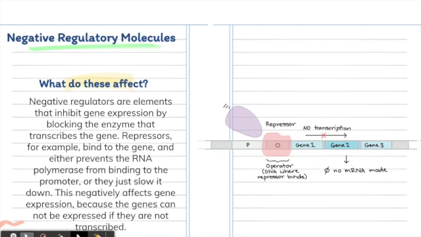Negative regulatory molecules. What do these affect? Negative regulators are elements that inhibit gene expression by blocking the enzyme that transcribes the gene. Repressors, for example, bind to the gene and either prevent the RNA polymerase from binding to the promoter, or they just slow it down. This negatively affects gene expression because the genes cannot be expressed if they are not transcribed.